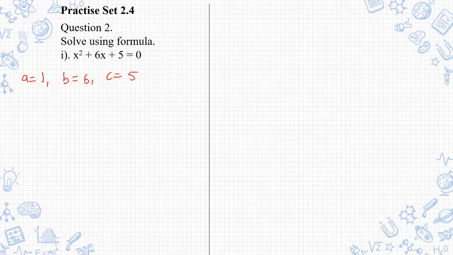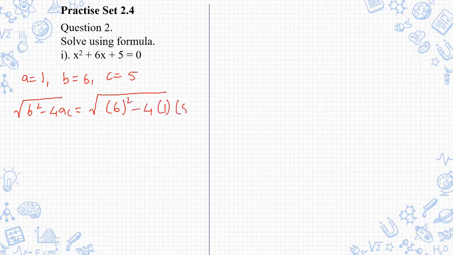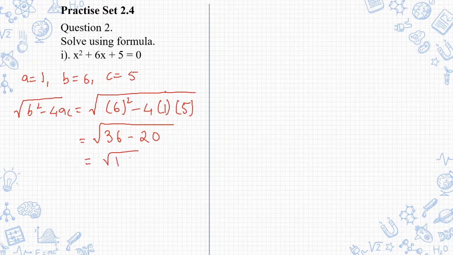Now, if you remember the formula, in the formula we had the term b square minus 4ac. So we'll just find out this term separately and take the square root of it. So square root of b square, that is 6 square, minus 4 into a, that is 1, and c, that is 5. So 6 square is 36 minus 4 into 1, 4. 4 into 5 will be 20. So it will be 36 minus 20, and that is 16.